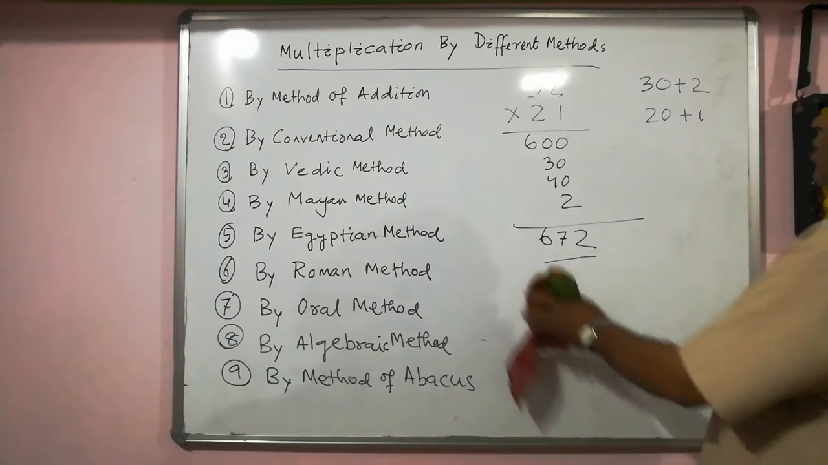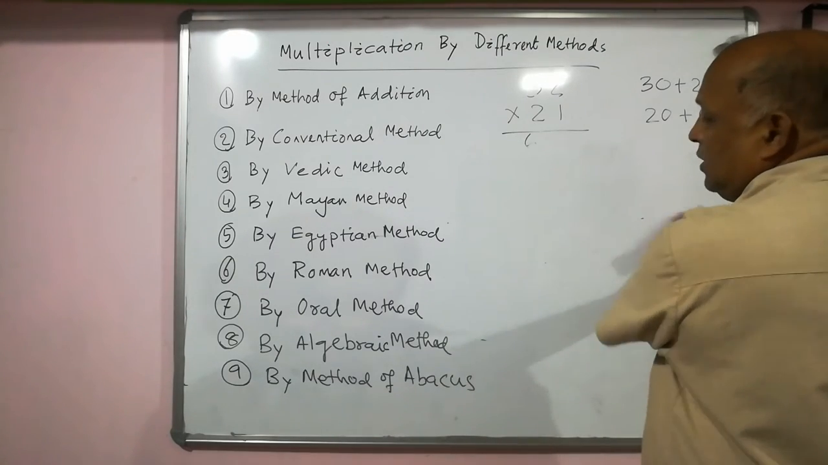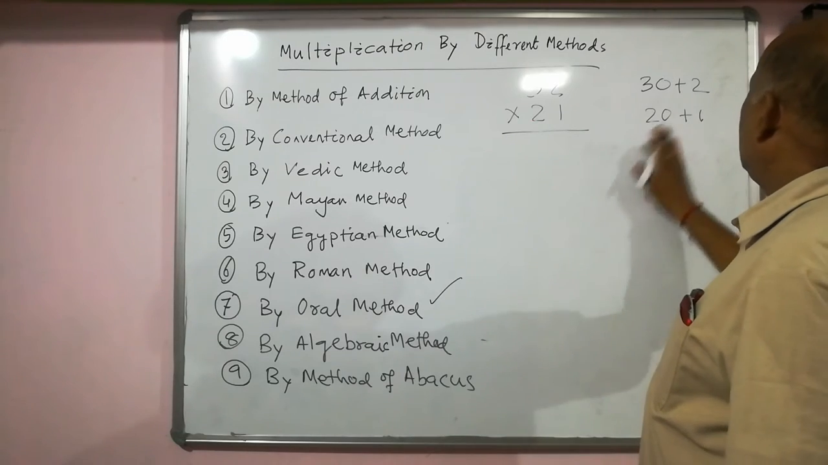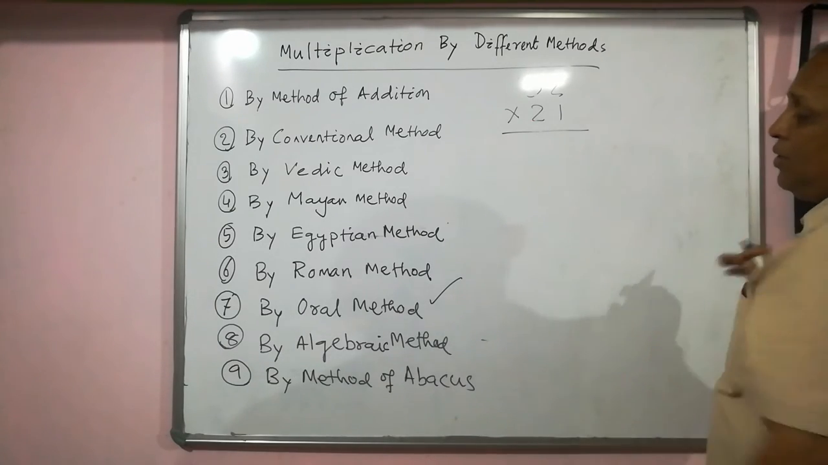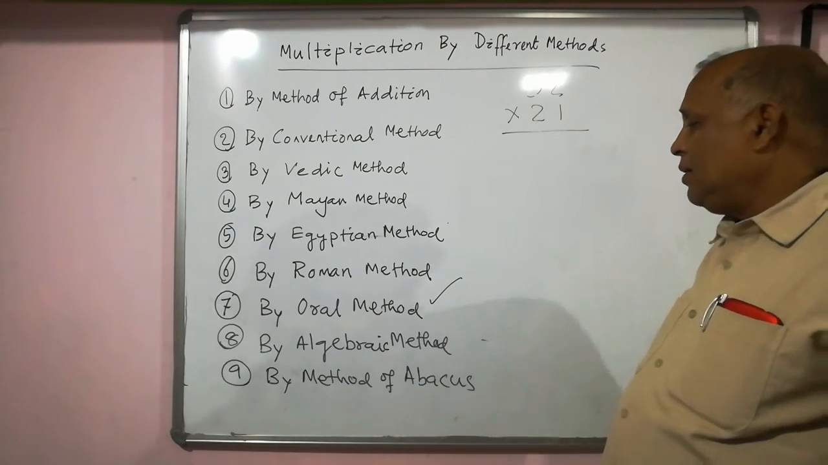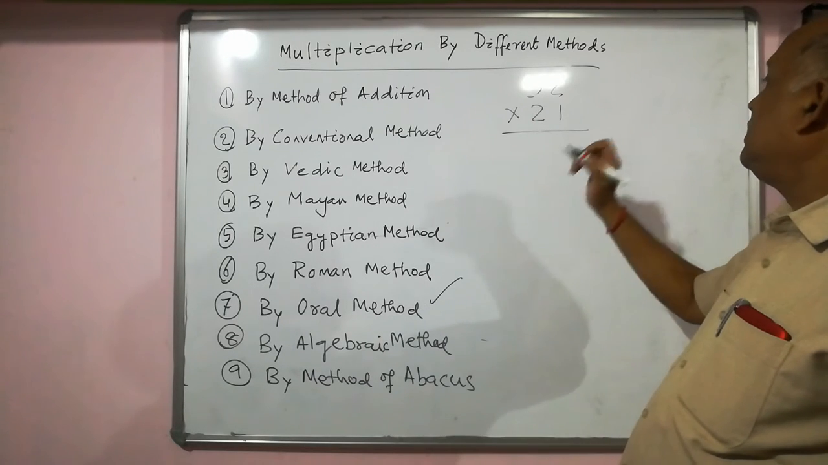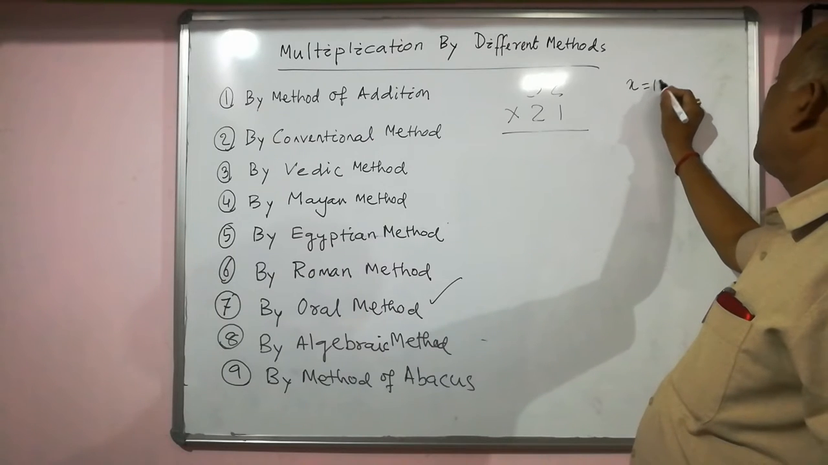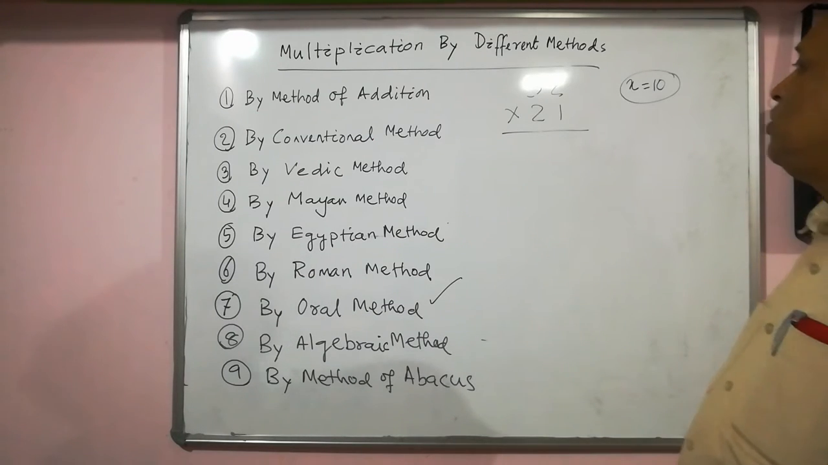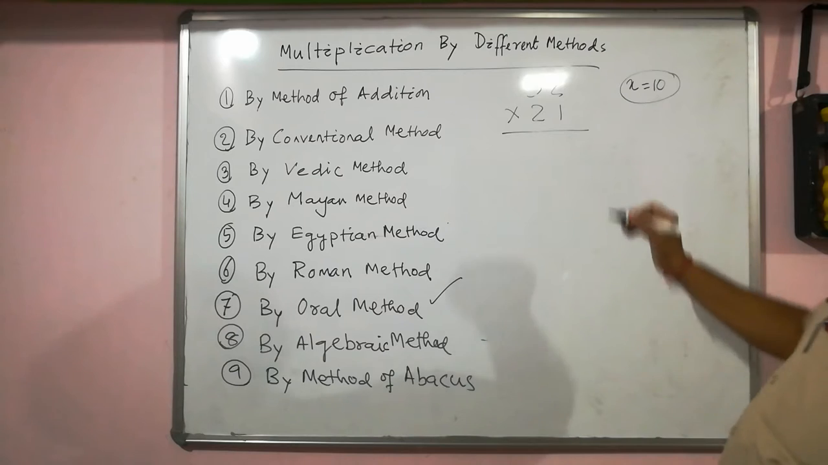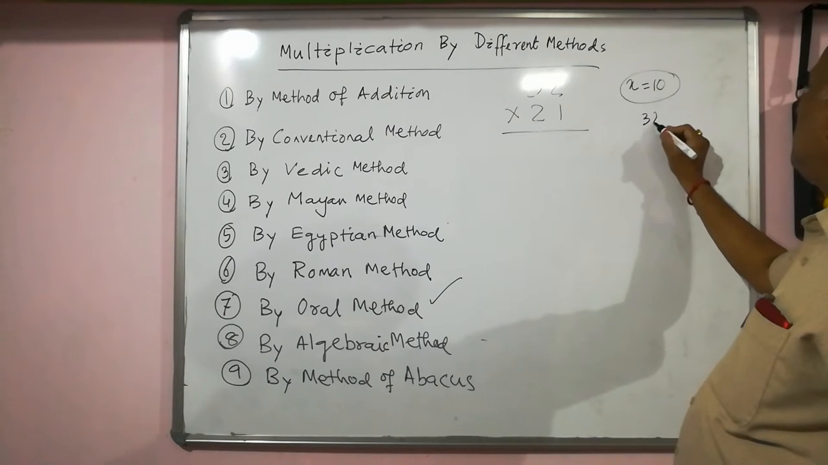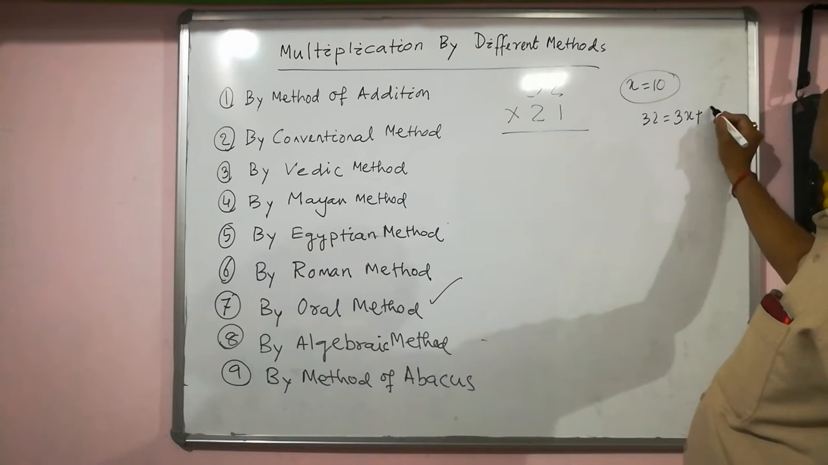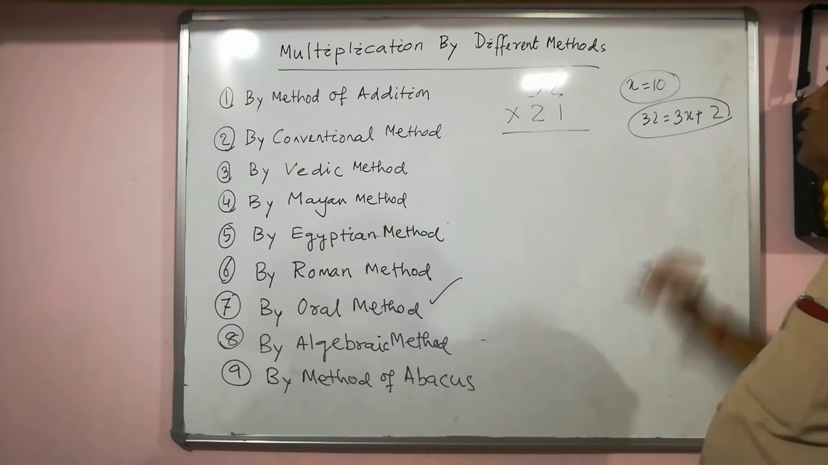Then the next one is the algebraic method. This is the oral method I have done. Then by the algebraic method, what to do? This 32, you take x is equal to 10. So what is 32? 32 will be 3x plus 2.